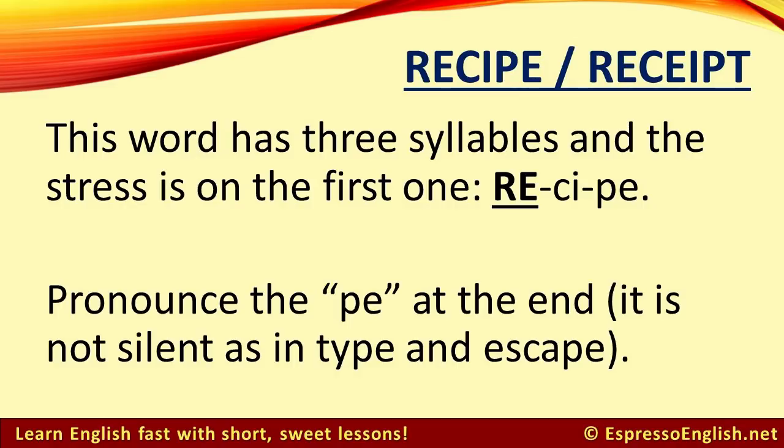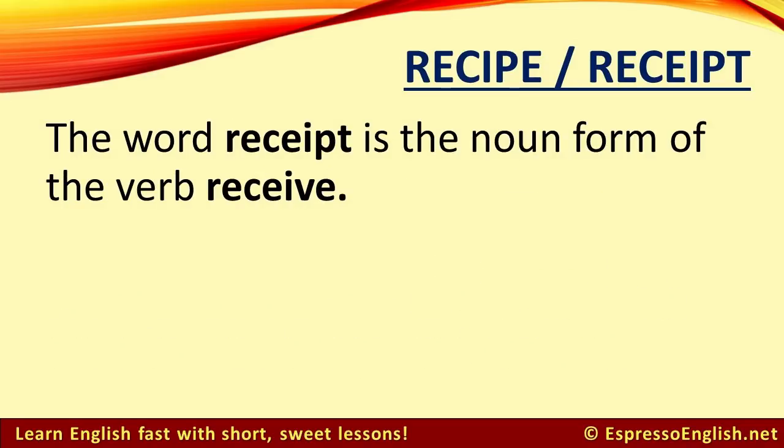Make sure to pronounce the P at the end. When we have an E at the end of a word in English, it's often silent, as in the words type and escape. But recipe is an exception. We pronounce the final syllable P. Recipe.